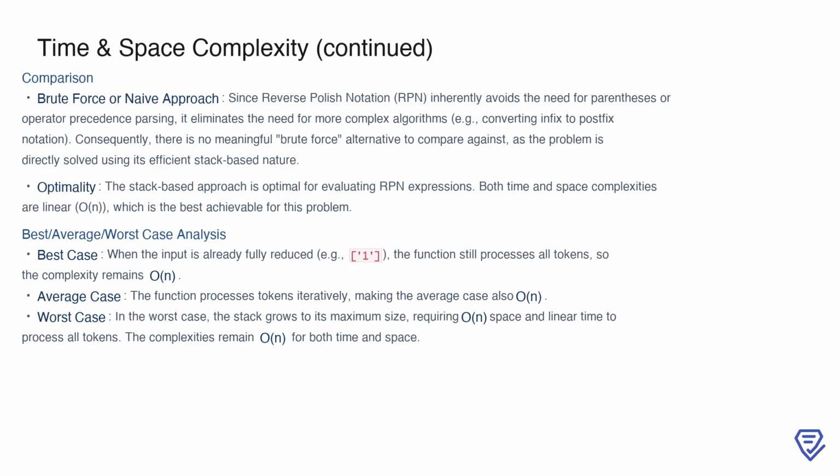Whether in the best, average, or worst case, the function processes all tokens exactly once, maintaining O(n) time complexity. Similarly, the stack may grow to its maximum size in the worst case, but that also results in O(n) space usage, making the approach consistently efficient across scenarios.